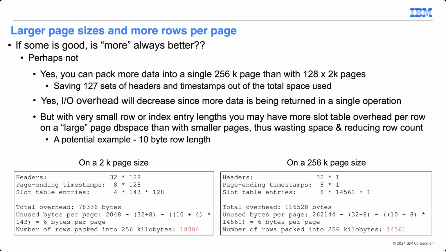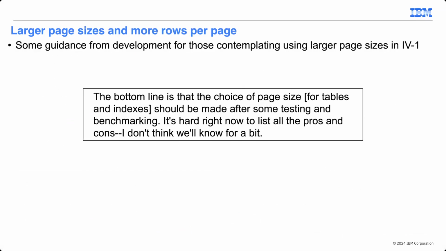So again, I said earlier, you're going to need to be on your toes. This is just one example of why you need to look at this stuff cautiously and make sure that you're using it efficiently. From development, the bottom line is we don't know in the real world what these larger page sizes and so forth are going to mean for you. We need to see what actually happens in real world situations.